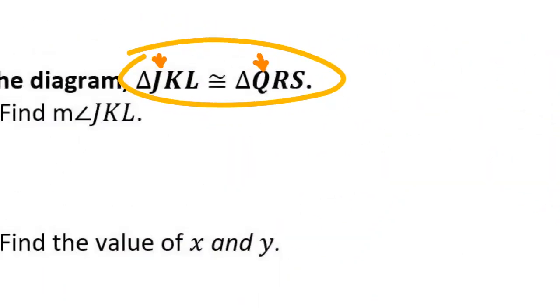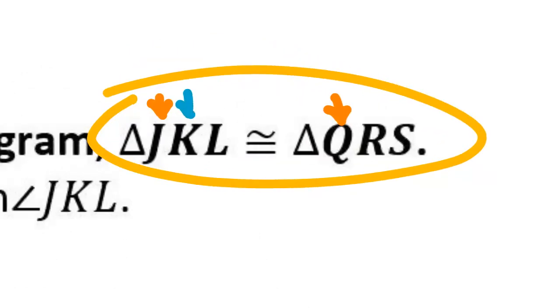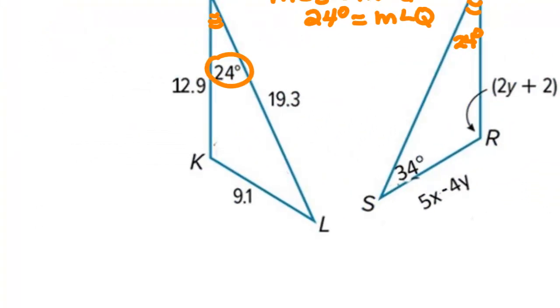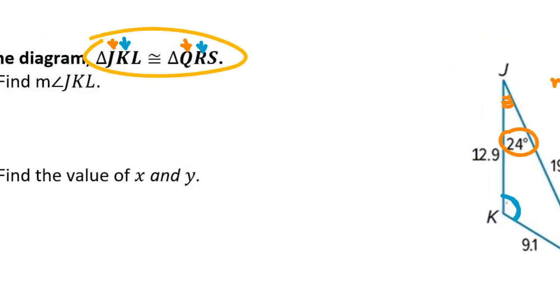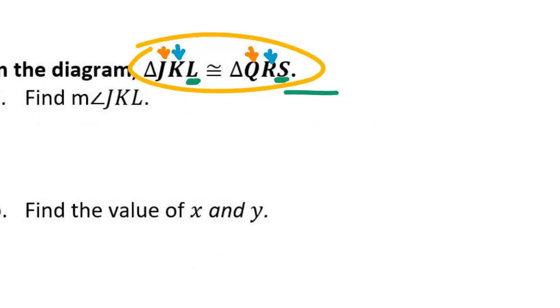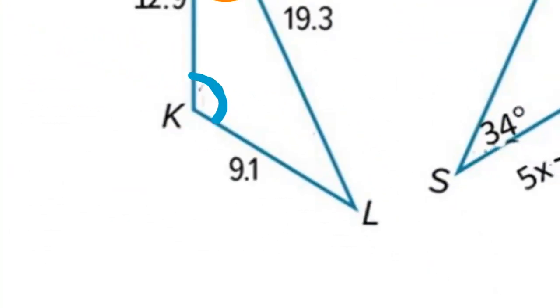What other angles do I know are congruent because of my congruent statement? K and R, second letter, second letter. So here's my angle K. And over here is my angle R. What other angles are congruent? S and L. Angle L is down here at the bottom.